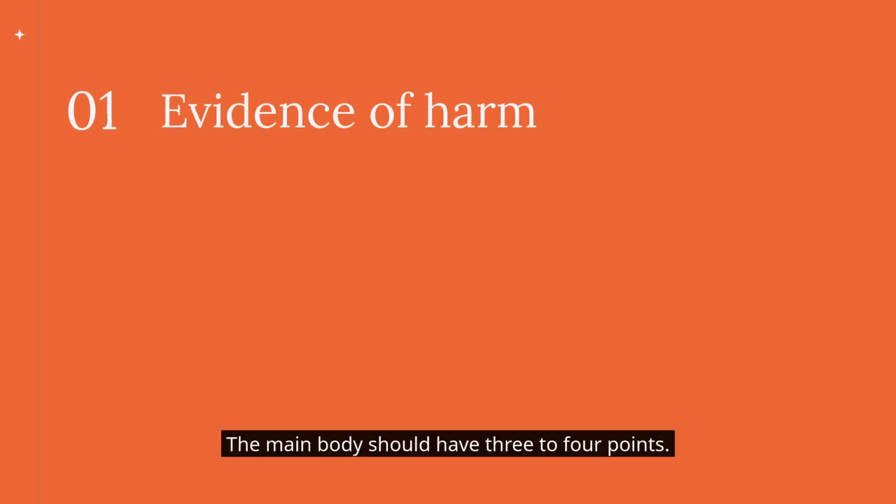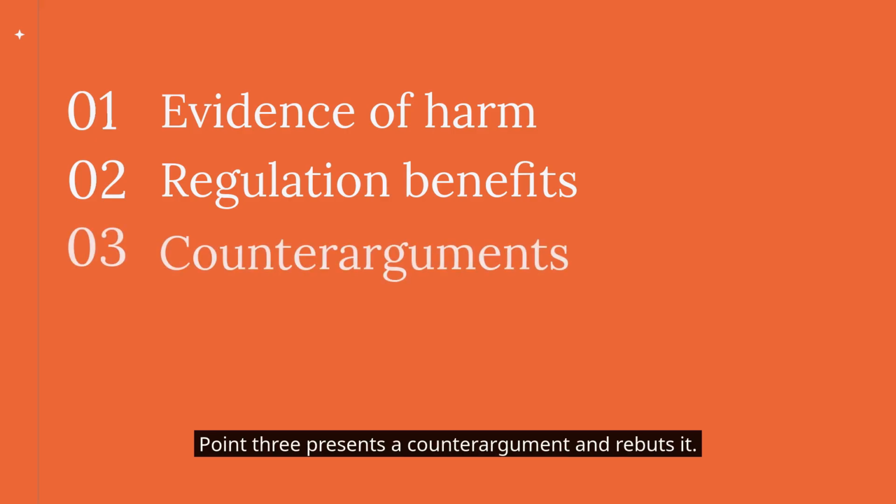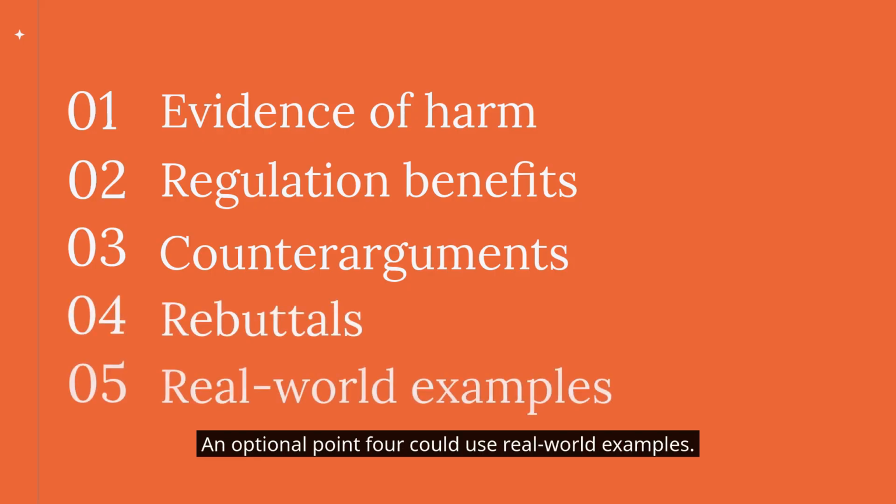The main body should have 3 to 4 points. Point 1 discusses evidence of harm using credible sources. Point 2 argues the need for regulation, explaining its benefits. Point 3 presents a counterargument and rebuts it. An optional point 4 could use real-world examples.